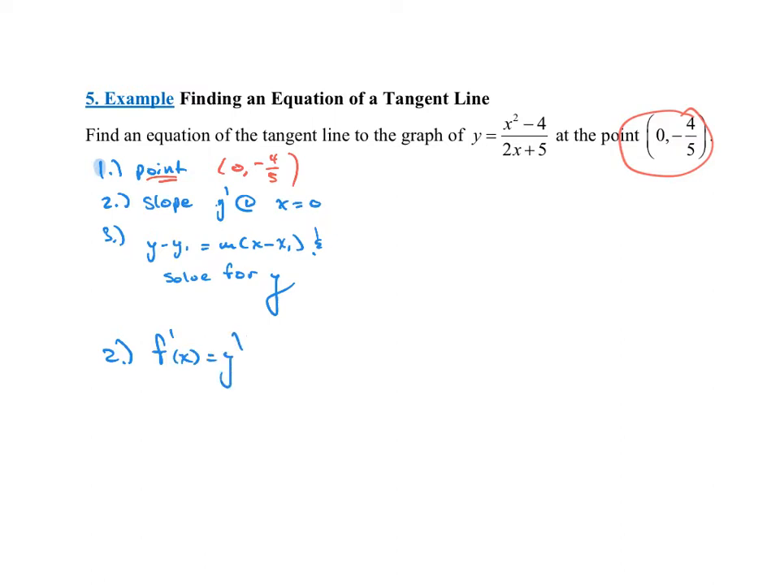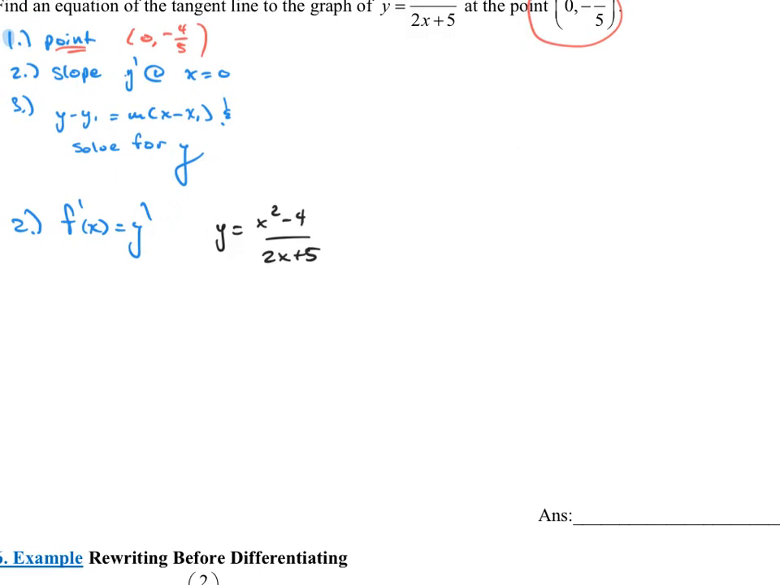Well, notice that it's a quotient. y is equal to x squared minus 4 over 2x plus 5. It's a quotient. We can't separate and simplify this, so that means we're going to need to use the quotient rule on this. So go ahead and write down the quotient rule. It's low d high minus high d low over what's below squared. So let's give this a chance.